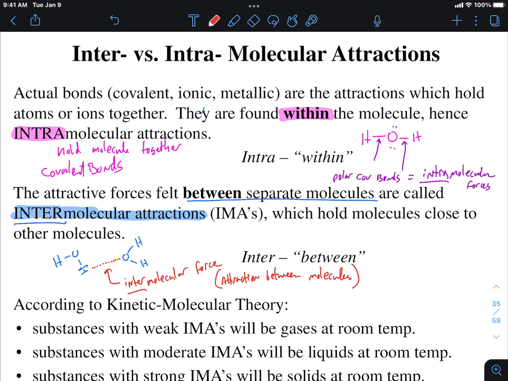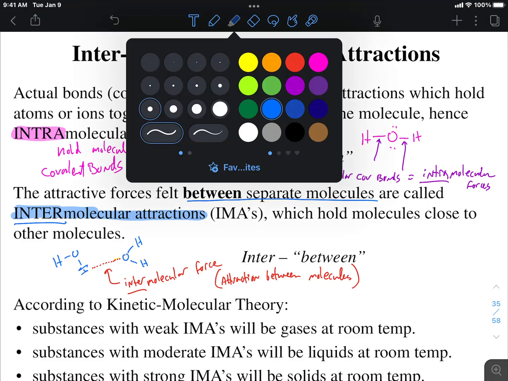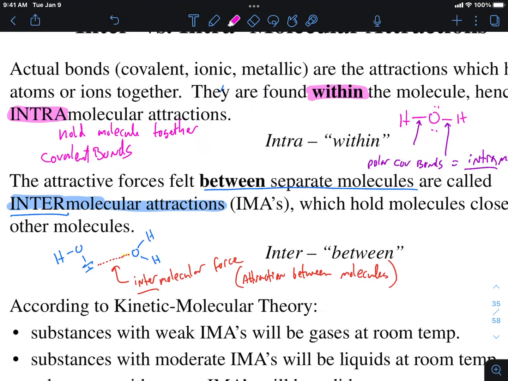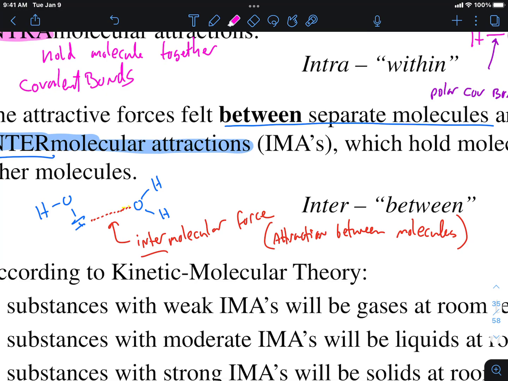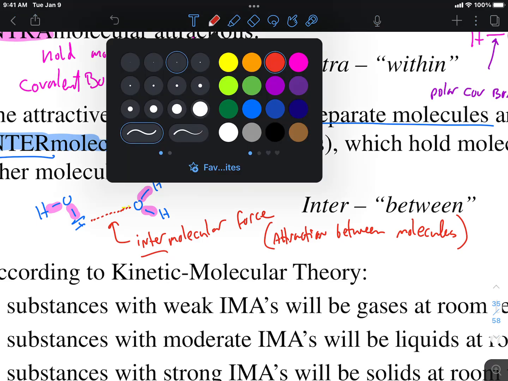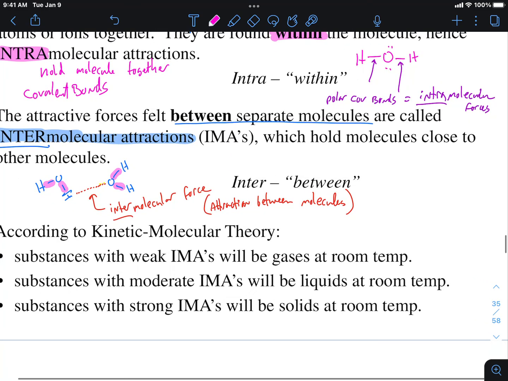Now, in that water molecule that I just drew, it's a molecule, so that means it does have covalent bonds within. So these are still intramolecular forces because they're bonds. And by the way, intramolecular forces can be polar covalent or just nonpolar covalent. Any kind of covalent is what we call intra.